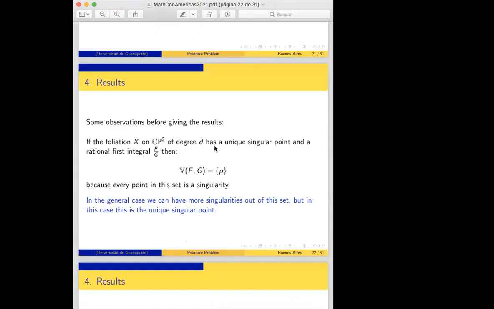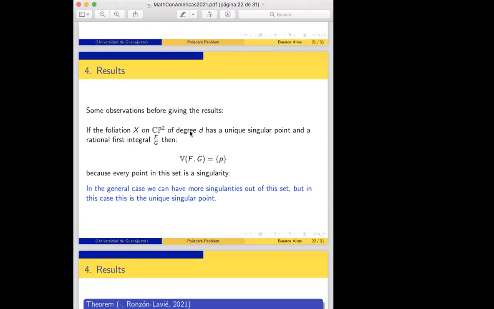Some observations. If we have a foliation on the projective plane of degree d with a unique singular point with a rational first integral, then in this case, because we have just one singular point, the base locus of the pencil has just one point. This is because every point in this base locus is a singularity of the foliation, but in this case, this is the unique singular point because we are asking for this type of foliations. This is important for the geometry of the singular scheme, the ideal defined by F and G.